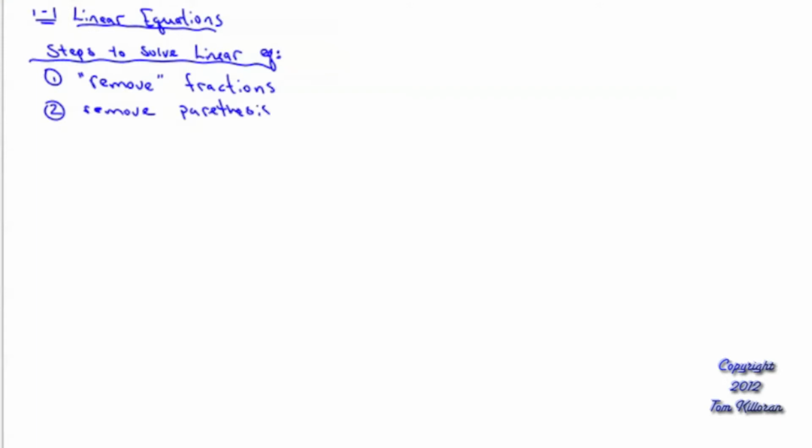Step 2, parentheses. I think I spelled that right. Yes. I hate that word. Again, we're going to remove the parentheses, but this one is by a property. What property? Distributive property.